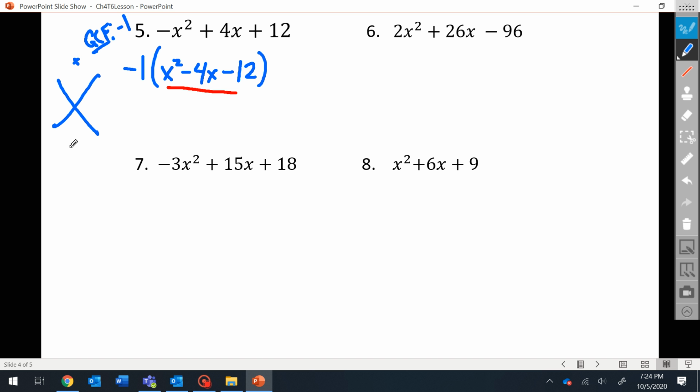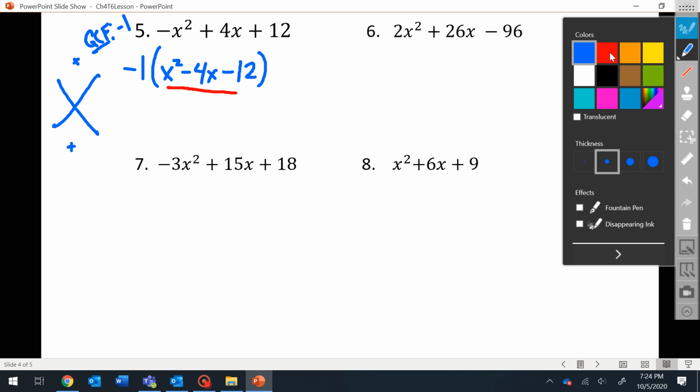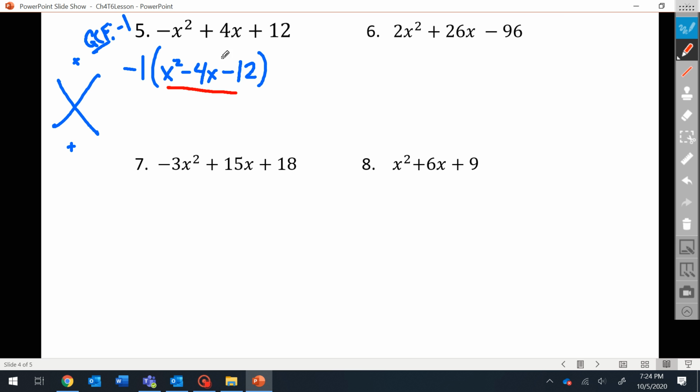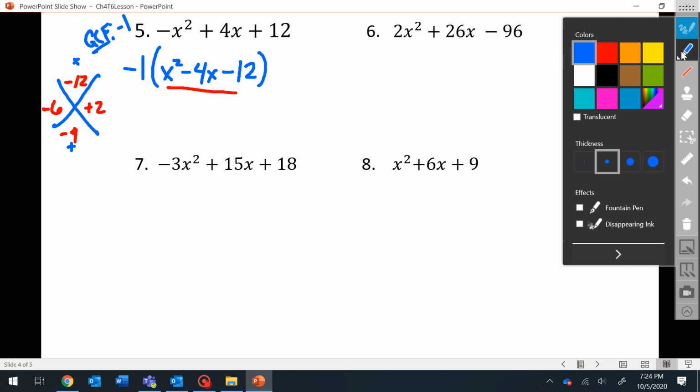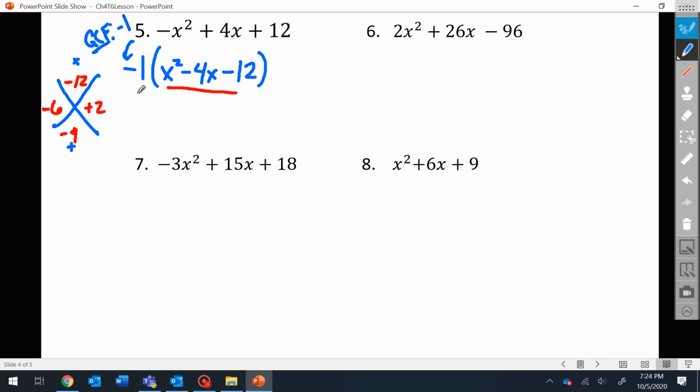So c, and then a times c up top, so that's 1 times negative 12, so negative 12 up top, negative 4 in the bottom. I'm looking for the two numbers that multiply to negative 12 and add to negative 4. It's negative 6 and positive 2. Negative 6 times positive 2 is negative 12. Negative 6 plus 2 is negative 4. So the factors, and don't forget about the negative 1, it's still there. So negative 1, and the two factors, x minus 6, x plus 2.